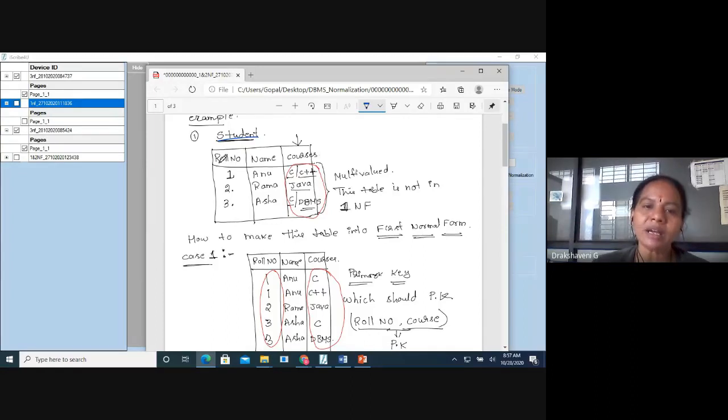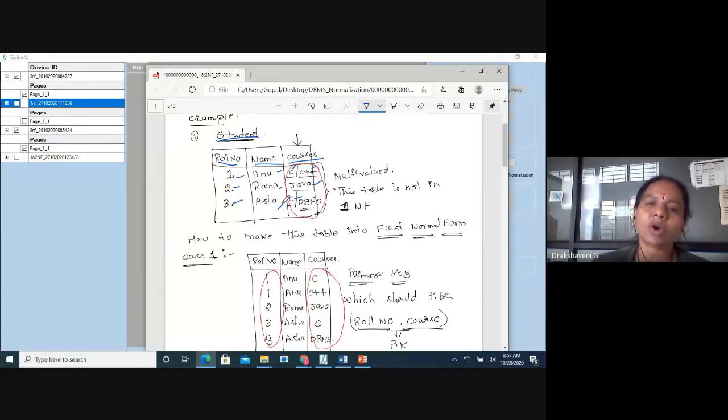In this student table, we have three columns: roll number, name, and course. The roll numbers are 1, 2, 3. The names are Anu, Ram, and Asha. Anu has taken two courses, that is C and C++. Ram has taken only one, Java, and Asha has taken C and DBMS.